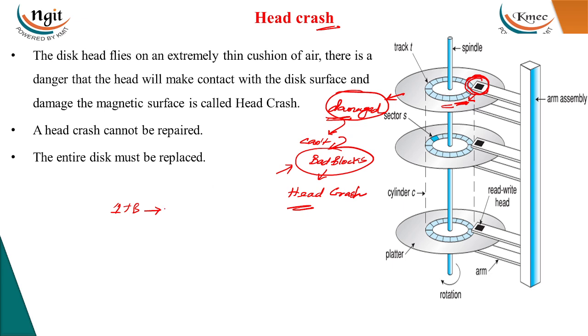Okay, so a few sectors, so I can say that 4 MB of disk space is damaged. But sometimes what will happen, if this disk head touches this particular disk for a few milliseconds or a few seconds, the entire disk will be damaged. So once the disk has crashed, you have to replace the disk. You cannot repair that particular disk. All the data that is stored in that particular disk will be lost.